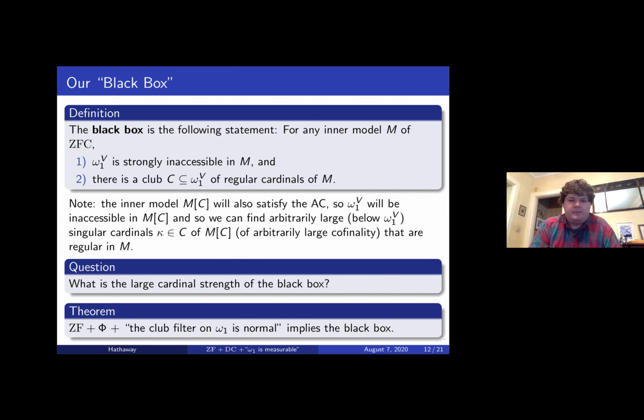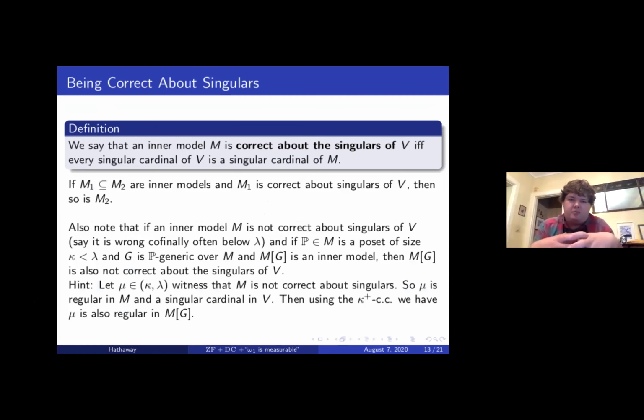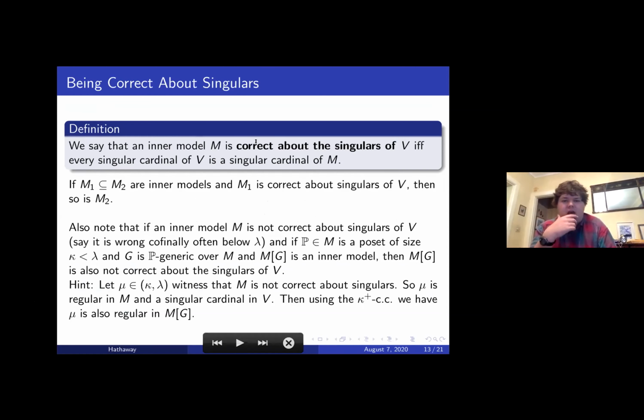Yeah. So let me just say something about when an inner model is wrong about a cardinal being singular. We say that an inner model M is correct about the singulars of V if and only if every singular cardinal of V is a singular cardinal of M. And being correct about singulars is upward absolute. So if M1 is an inner model of M2 is an inner model of V, then if M1 is correct about singulars, then so is M2.